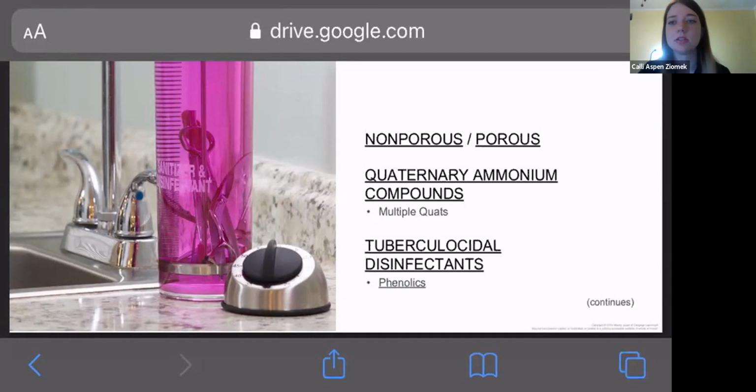Tuberculocidal disinfectants are used specifically to kill tuberculosis. Those ones are generally hospital disinfectants. But it is still a useful thing to possibly have in your salon or studio in case you will need it.